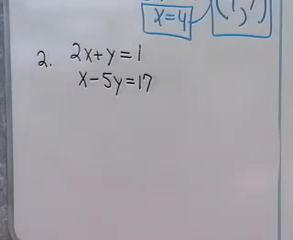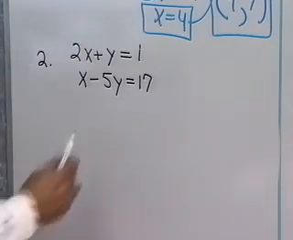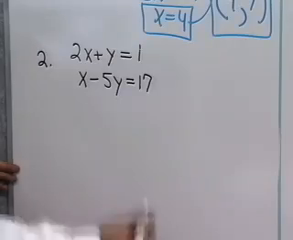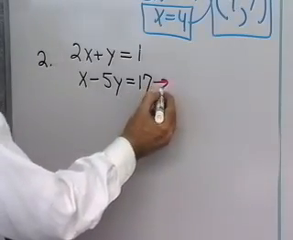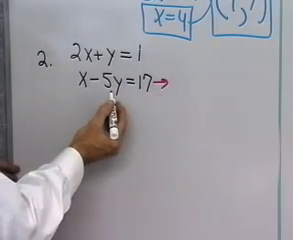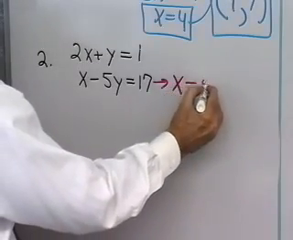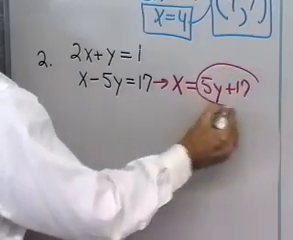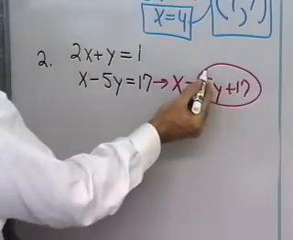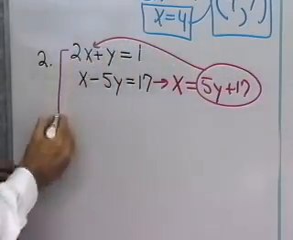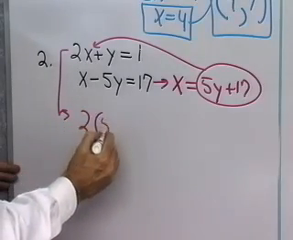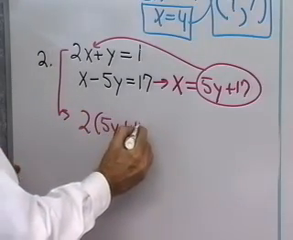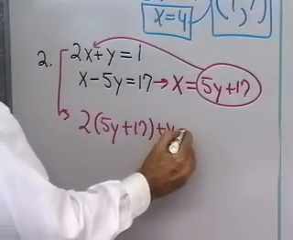Our next problem is 2x plus y is equal to 1, x minus 5y is equal to 17. Let's start by taking this equation right here and solving it for x by adding 5y to both sides. x is equal to 5y plus 17. Now I'll take this expression for x from this second equation and substitute it for x in my first equation. 2 times (5y plus 17) plus y is equal to 1.